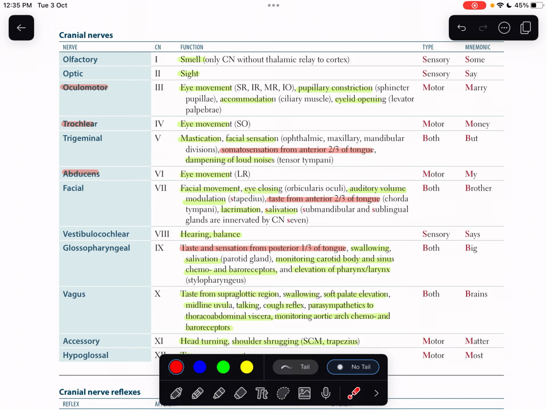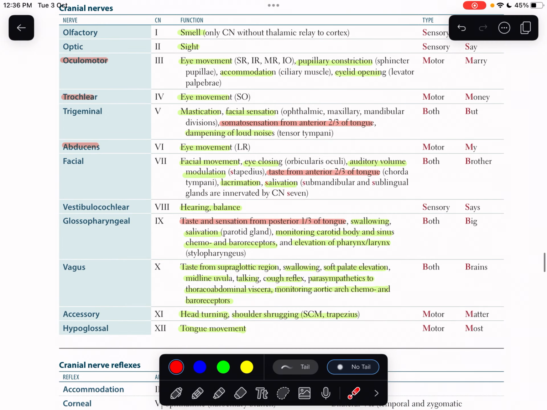Then glossopharyngeal: the posterior one-third taste is by this nerve. Swallowing, salivation. In the facial, the salivation was by submandibular and sublingual, but parotid glands are innervated by glossopharyngeal. Remember it, okay? Submandibular and sublingual by facial, but parotid by glossopharyngeal. Monitoring carotid body and sinus, chemoreceptors and baroreceptors, your blood pressure is controlled by this nerve, and elevation of the pharynx and larynx, which is the stylopharyngeus muscle.